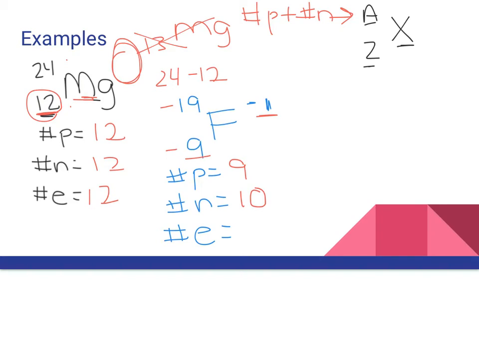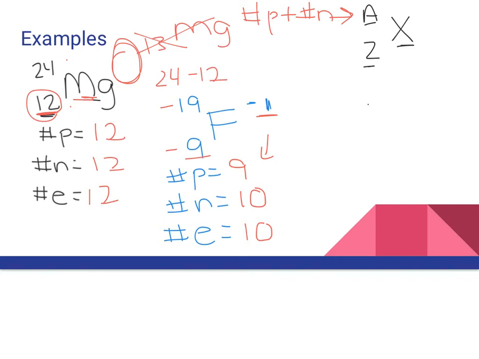Because the charge is -1, and atoms become negatively charged by gaining electrons, I'm going to add 1 electron to the number of protons. So I have 9 protons. If I add 1 to that, I end up with 10 electrons. A negative charge means the number of electrons is greater than the number of protons.